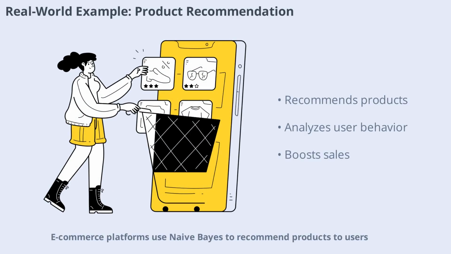E-commerce platforms use Naive Bayes to recommend products to users. By analyzing past purchases and browsing behavior, the algorithm predicts which products a user is likely to be interested in. This helps businesses increase sales and improve customer satisfaction.